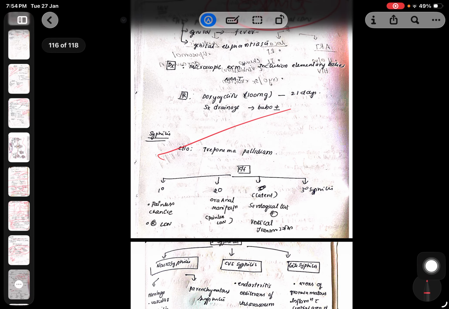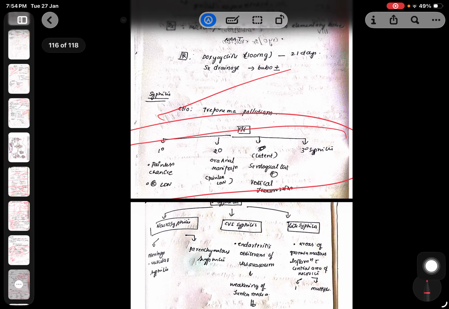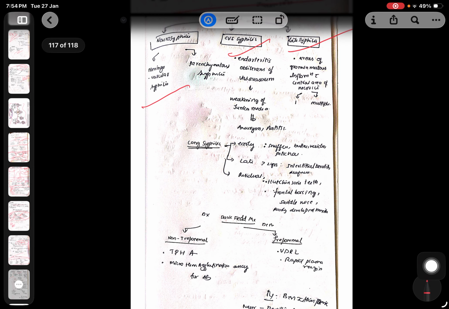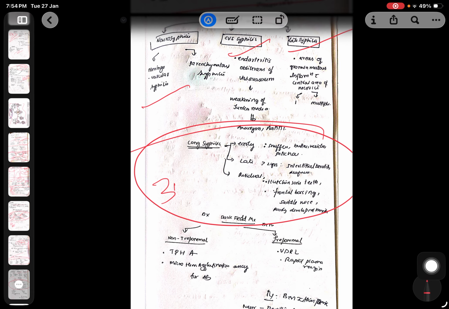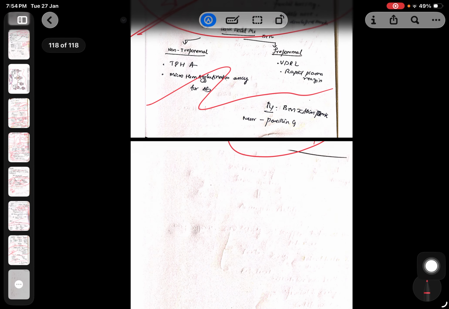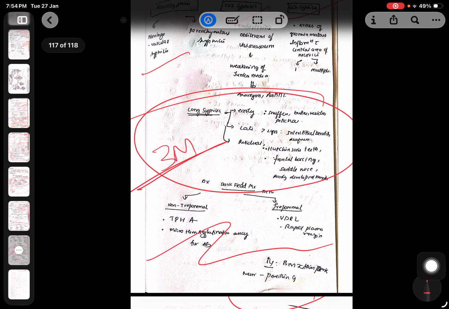This is the causative organism. These are the stages. Stages is something which they expect you to know: primary, secondary, and tertiary syphilis. These are the clinical features present in it, which might be neurosyphilis or severe syphilis or rare syphilis. For congenital syphilis, they can ask for the 3 markers. This is how you test for syphilis, and also the treatment. I'm sure you know the benzathine penicillin part.